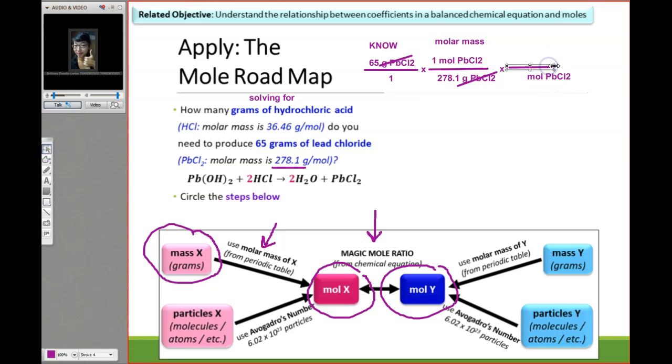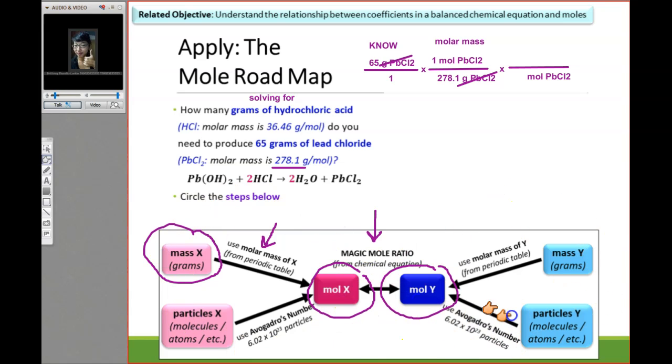Now, what goes on the top? What am I solving for? Again, what goes on the top is what you're solving for. So what are we solving for in our problem? What is our blue compound? All right, we did lead chloride. That's kind of our pink compound.